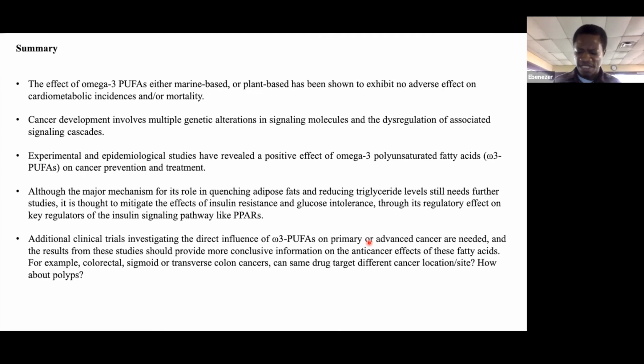So does it mean that a particular drug like omega-3 will be able to affect, in the same way and in the same dose, all these three kinds of cancers? That we don't know yet. And that is why there is a need for further studies. There is a need for more clinical trials. There is a need for more experimental trials to be able to understand the roles of omega-3 fatty acid, as well as some other functional foods that could be highly effective in regulating the effects or the incidences of cardiometabolic diseases as well as cancers.